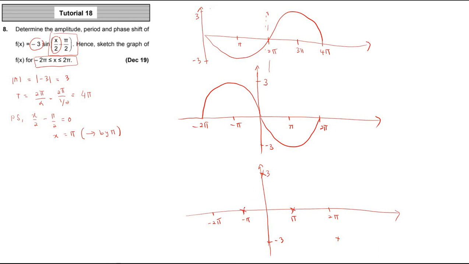So let's extend this part first. And this is what we get. Ni. Kita dapat dari sini sampai sini. Okay. Sebab dia dah move negative 2 pi pergi pi. Pi pergi kosong. Kosong pergi pi. Pi pergi 2 pi. So, untuk ni, we can just extend until here. So, this is the graph from negative 2 pi until 2 pi bila kita move ke kanan by pi unit.